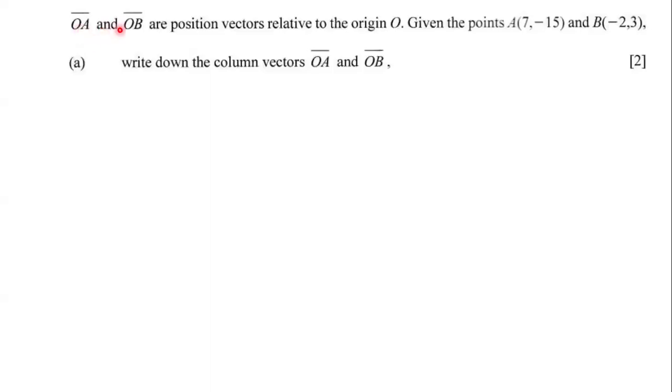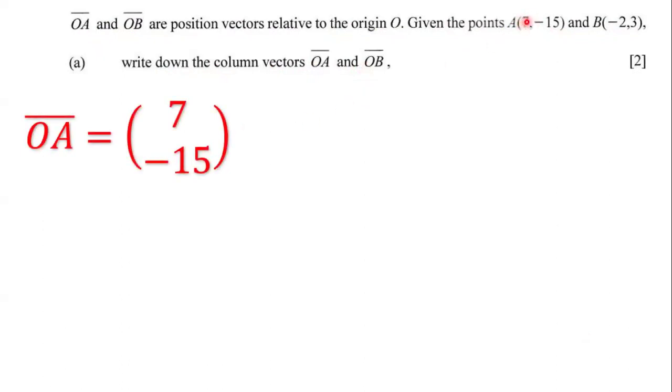Vector OA and OB are position vectors relative to the origin O. Given the points A is (7, -15) and B is (-2, 3), write down the column vectors OA and OB. So if we want to know what OA is, we take A, and instead of writing it horizontally, we write it vertically. So we put 7 on top and -15 at the bottom. And so that is what OA is, written as a column vector: 7 and -15.